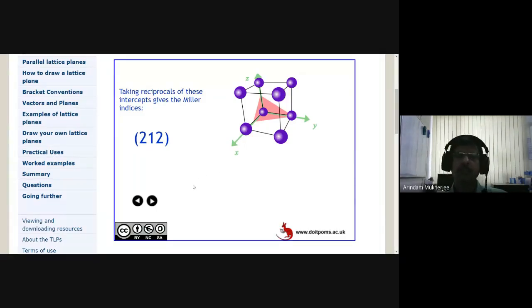Sometimes just taking the reciprocal is not enough. You might have to divide it. Sometimes you have to divide it by a common factor. So as we move along, we'll see this. Mostly this will be enough. So you get a feeling that, okay, I have a plane which is 2, 1, 2. So you see, you took out the fractions.